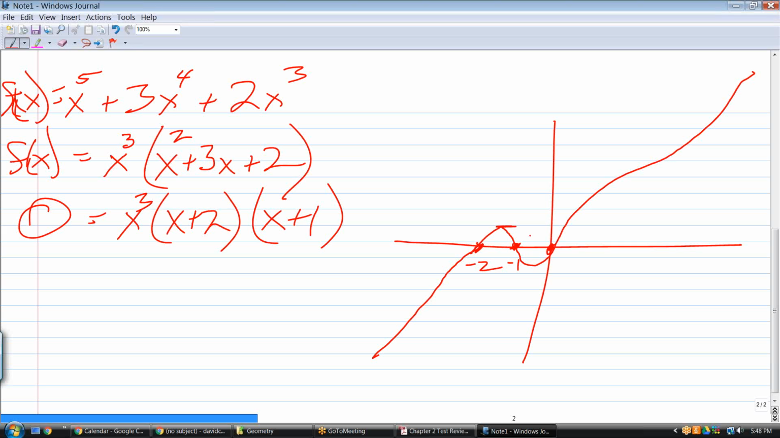We know that there's two extrema. Notice that when one of the solutions is a multiplicity of 3, we could have had 4 extrema in this, but having a multiplicity of 3 on one of our zeros means we're going to have at most 2 extrema.